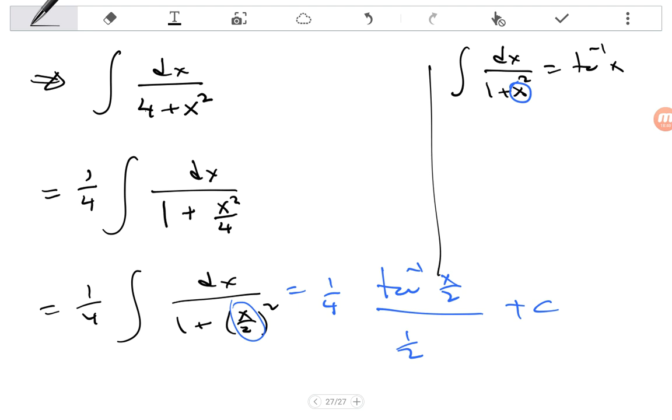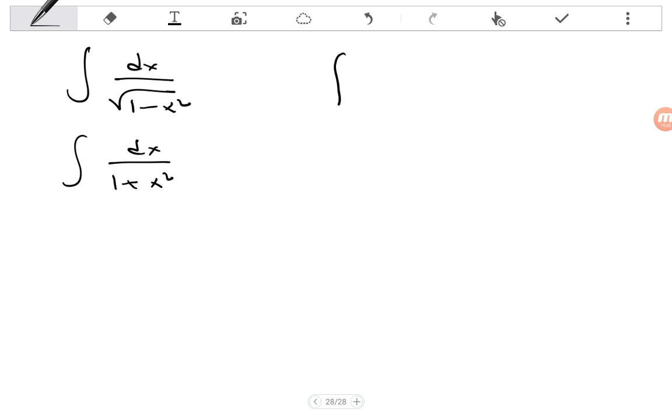As we will see that expression many times, we will extend the table. Instead of memorizing these two expressions, which is dx over root 1 minus x squared, or the other rule, which is dx over 1 plus x squared, in the table we will find the result of these two integrations: dx over root a squared minus x squared and dx over a squared plus x squared.